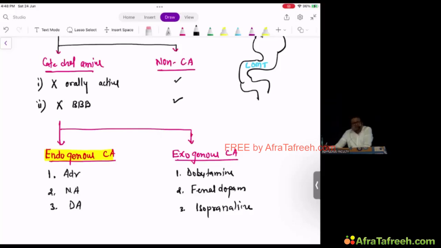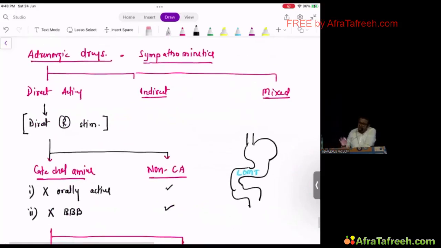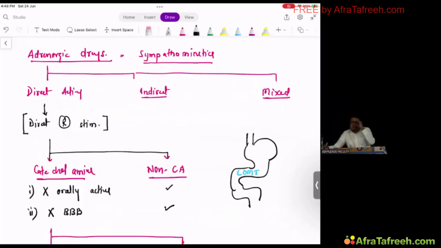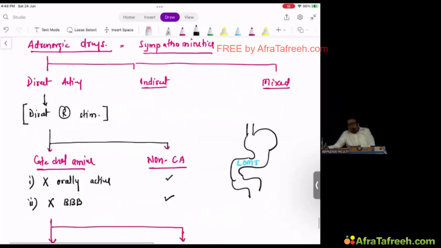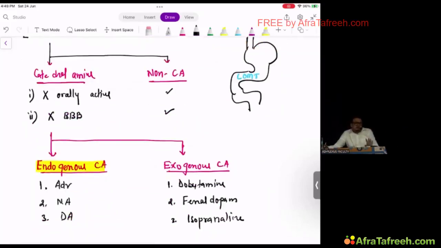So we have started discussing the drugs. Drugs are adrenergic or sympathomimetic drugs. You should be very clear in any chapter about the classification of drugs. So drugs are classified into 3 types in this system: direct acting, indirect and mixed acting. Direct acting focus on direct. Direct means drug will go and act on the receptor itself. They are of two types, catecholamines, non-catecholamines.